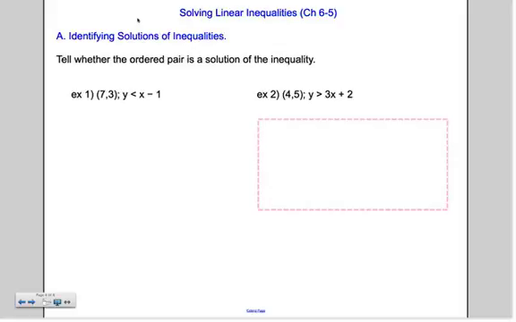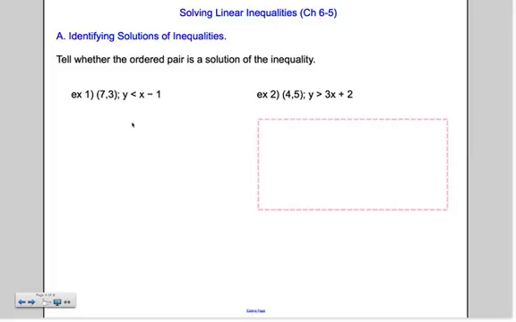All right, chickens. We're in 6.5, solving linear inequalities. Sweet. We're just going to go through these pretty quick. So how do we find solutions of inequalities? Well, we're trying to tell whether an ordered pair is a solution. So we're asking, is (7, 3), where x is 7 and y is 3, a solution to this?